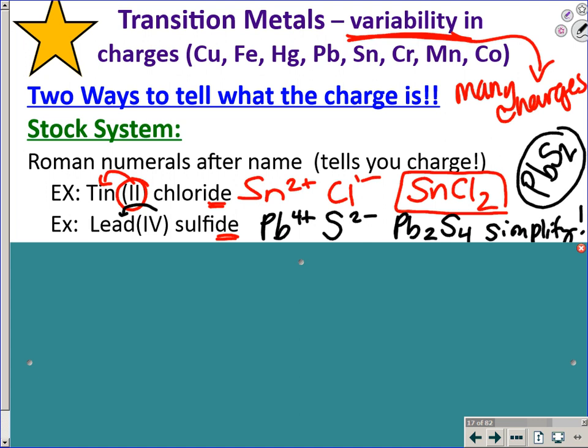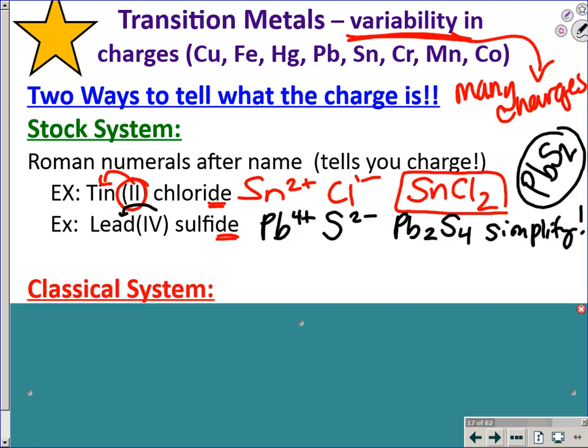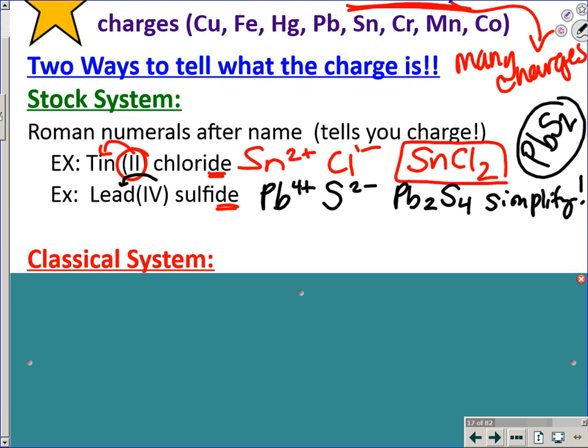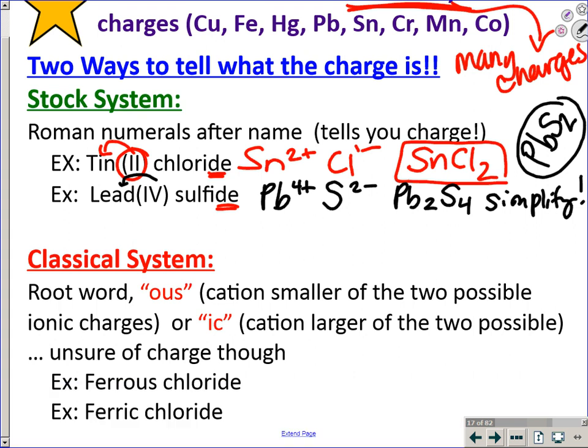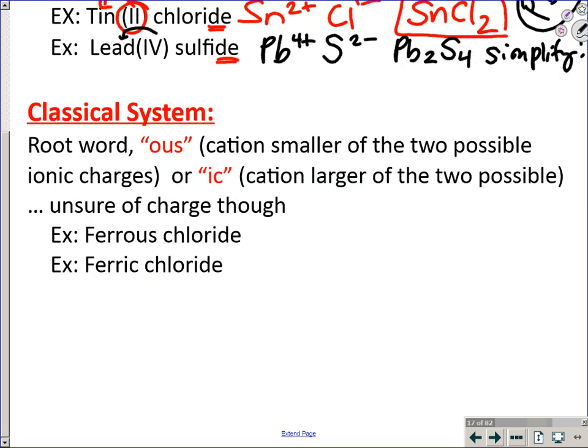We okay so far? Transition metals, okay. So the other one, this one's way important. This one is more important than this classical system here. The stock system just means like in the stock room, like I have a whole stock room of chemicals, everything that you guys would need for labs. So that's how we label them in the stock room. Way back before we had stock rooms and chemicals were just stored on a shelf next to your flour, they called things a little differently, and that's called the classical system. So they use phrases like ous and ic, like ferrous or ferric, to indicate the actual charge that they're working with.